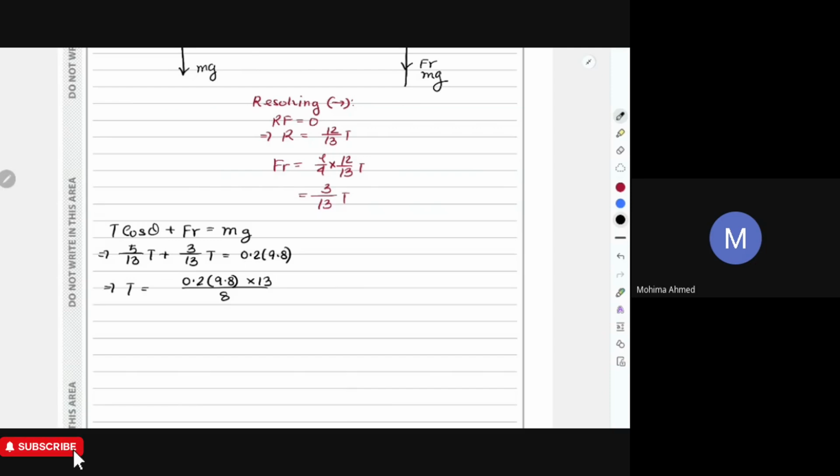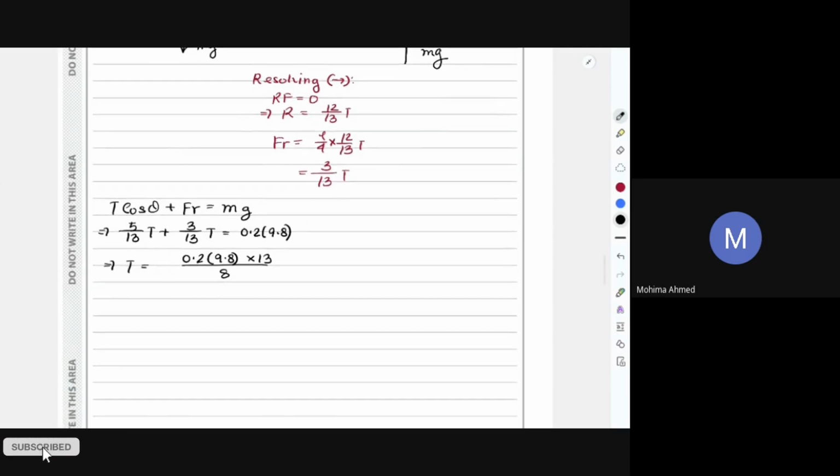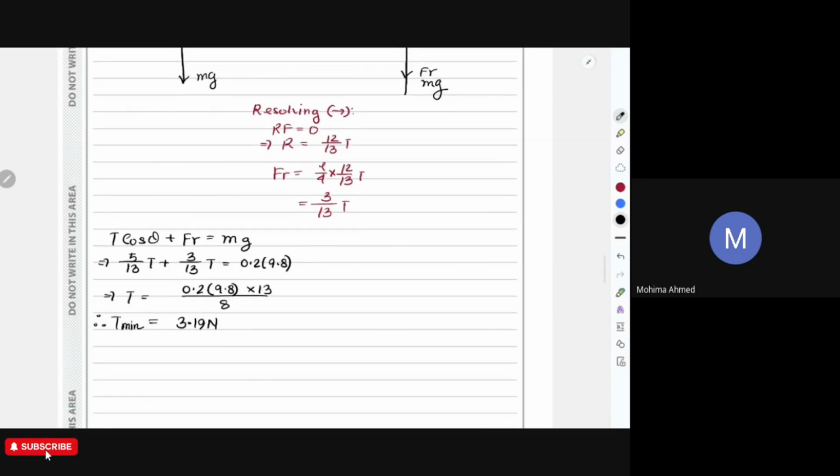29.8 times 13 divided by 8 gives you 3.185, so approximately 3.19 Newton we can write. This is the minimum value. And for the maximum value, we consider friction in the downward direction.